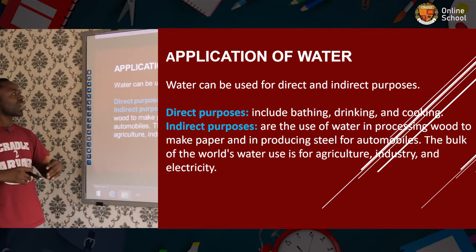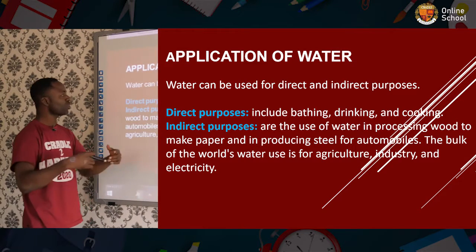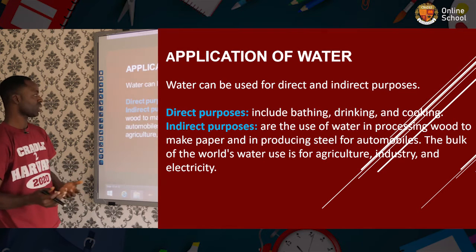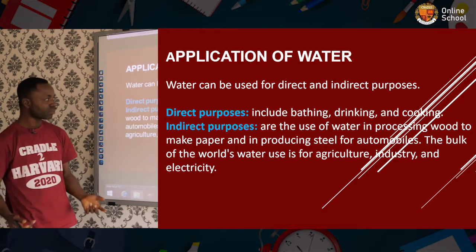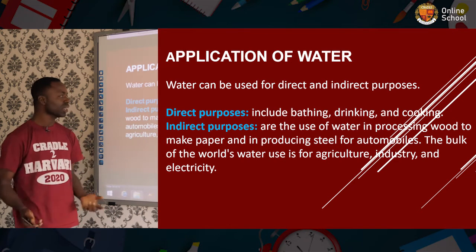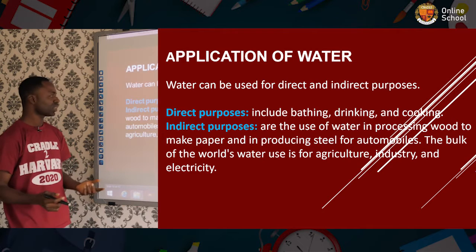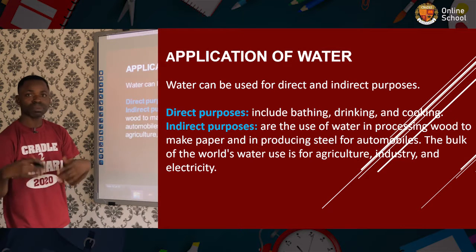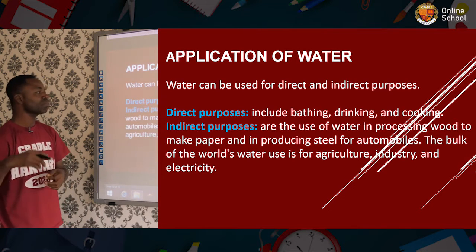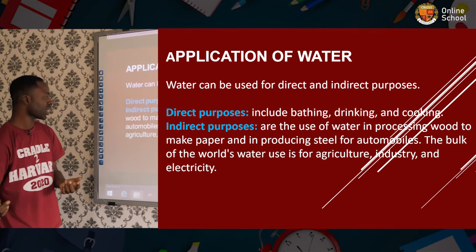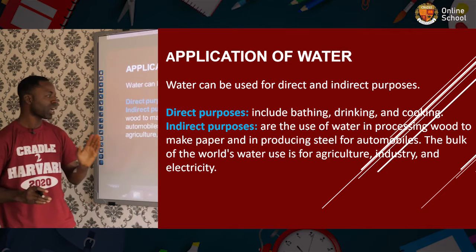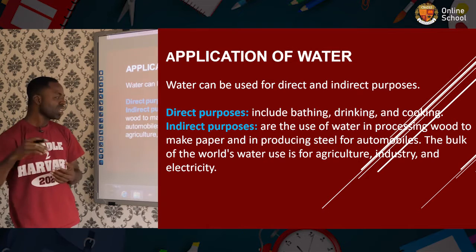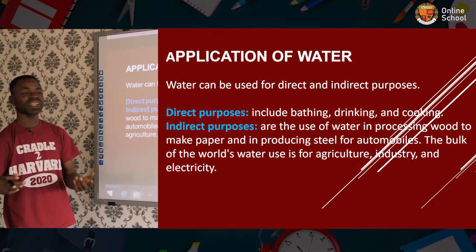So what are the applications of water? Water can be used for direct and indirect purposes. So the direct uses include bathing, drinking, and cooking. Indirect purposes are the use of water in processing wood to make paper. We use paper every day. And in producing steel for automobiles. The bulk of the world's water use is for agriculture, industry, and also electricity to generate electrical power.